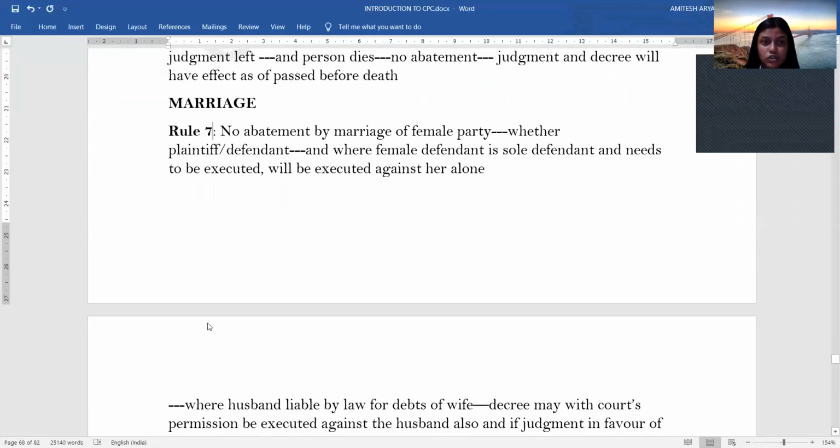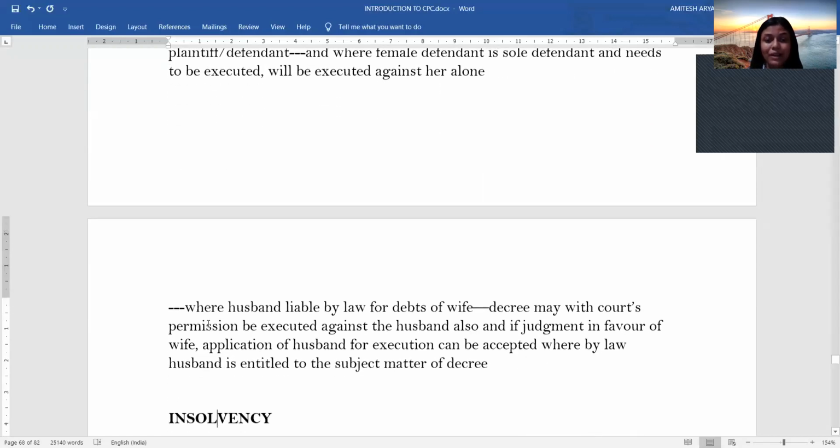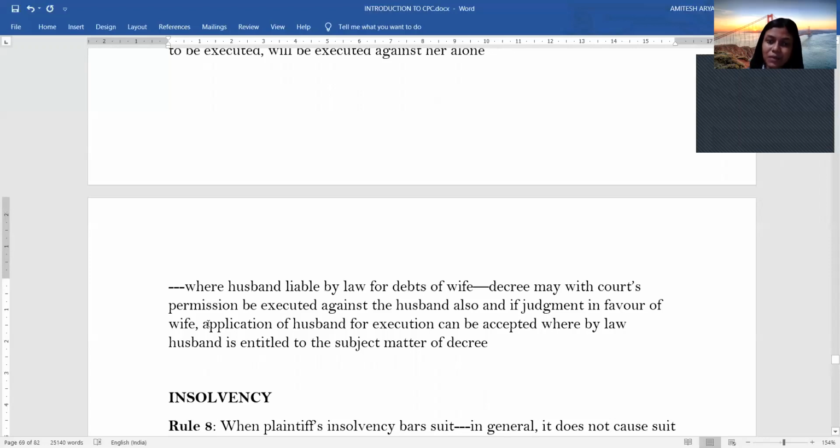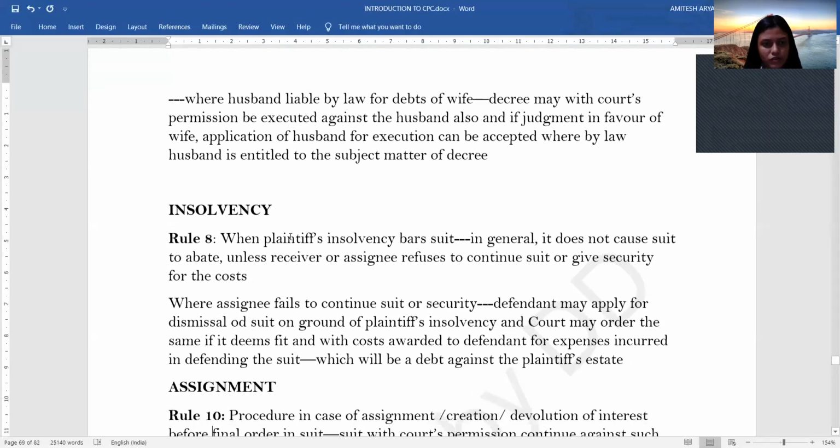Now the next topic that we go to is marriage. Rule number 7 states that there will be no abatement by marriage of a female party, whether the female was in the capacity of a plaintiff or a defendant, or where she was a sole defendant, and something needs to be executed against her, it will be executed against her alone. Just because she is married, it will not be executed against her husband also. However, if the husband is liable by law for the debts of his wife, then the decree may, with the court's permission, also be executed against the husband. And if it is in favor of the wife, then the husband can also make an application for execution where he is entitled to the subject matter of the decree.